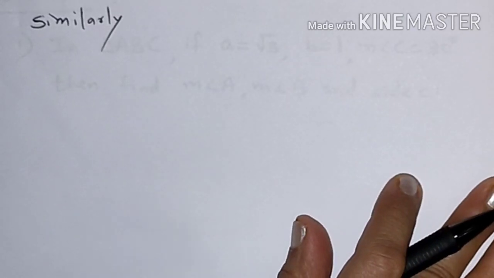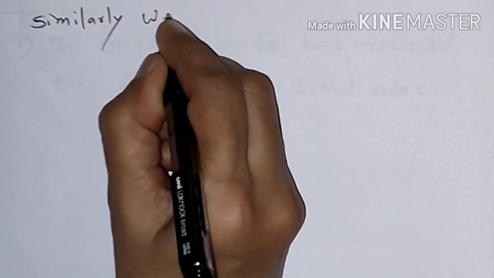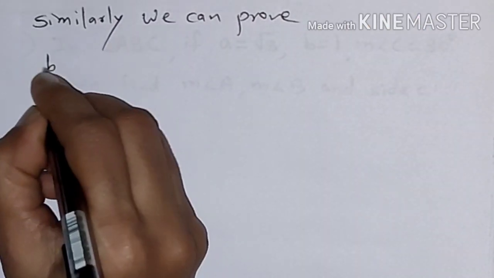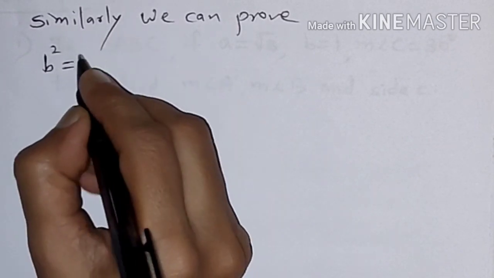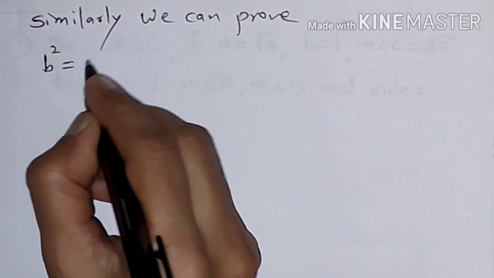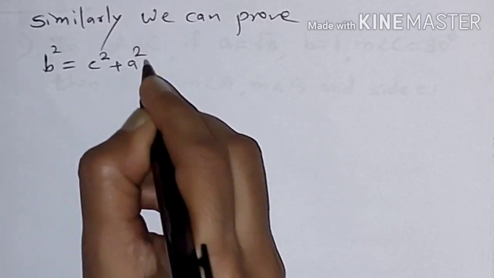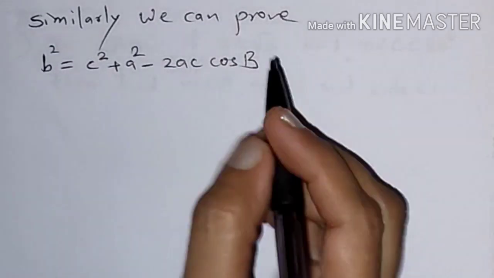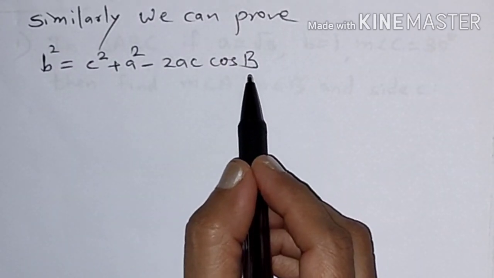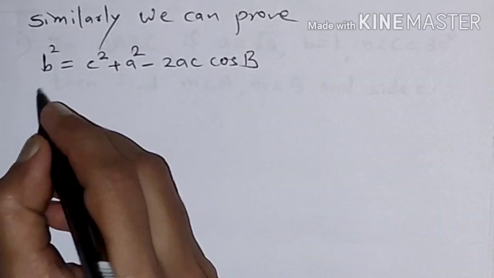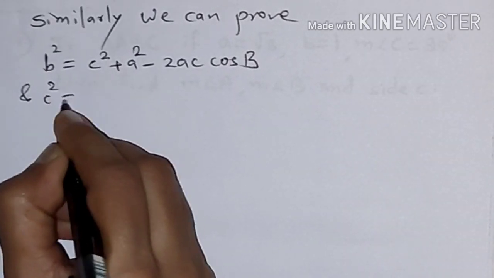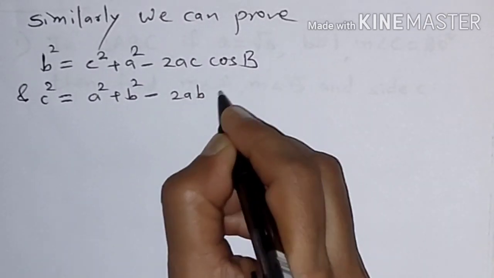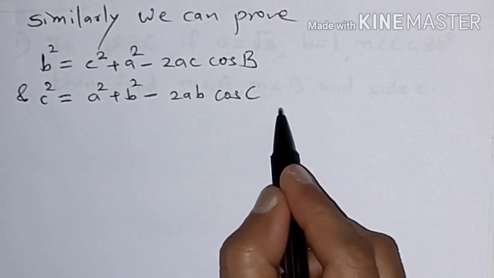Similarly, we can prove that b square is equal to, going in cyclic way, after b is c, so c square plus a square minus 2ac cos B, by taking angle B at the standard position. And c square is equal to a square plus b square minus 2ab cos C, by taking angle C at the standard position.